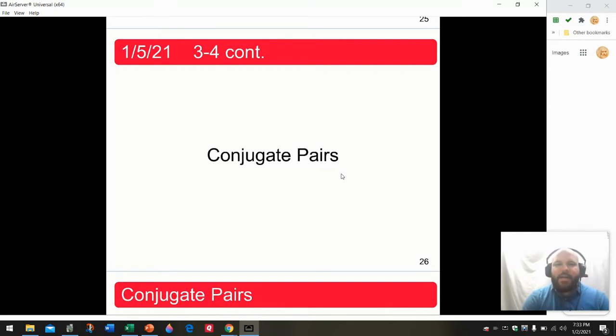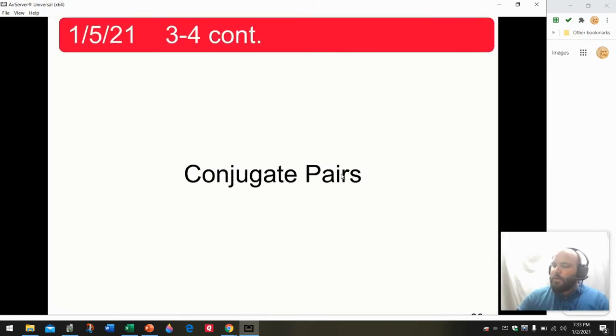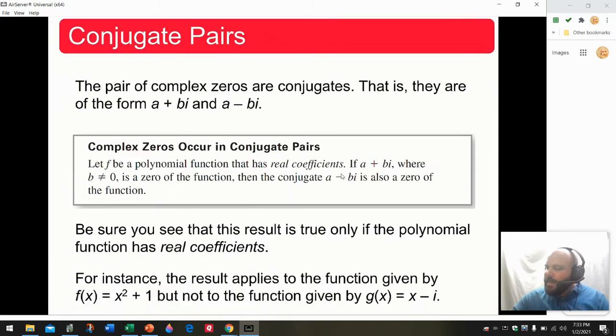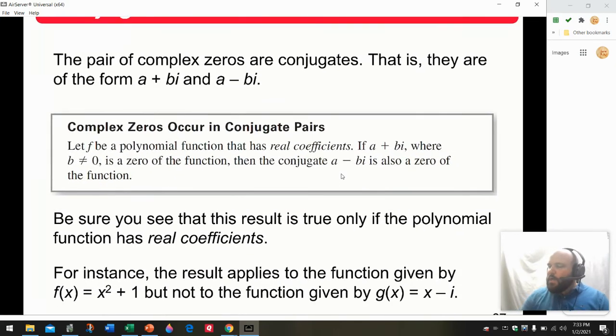So what we're going to be discussing today is what are called conjugate pairs and why that's important to what we're studying, which is breaking these polynomial functions down. In a nutshell, conjugate pairs are pairs of complex numbers.